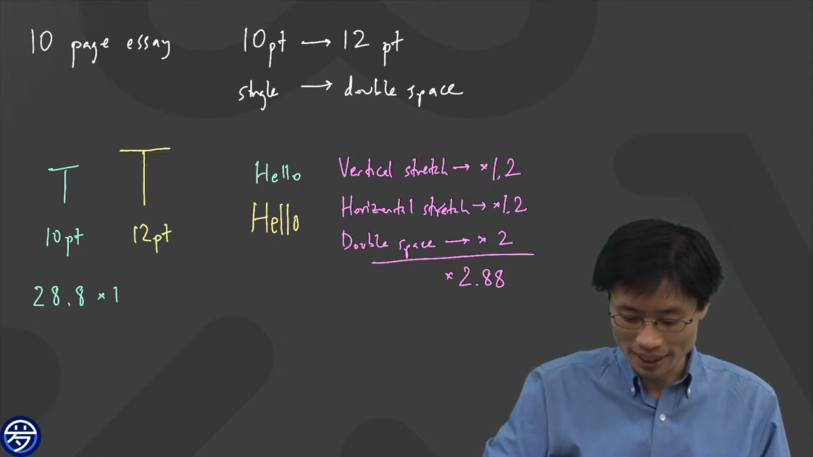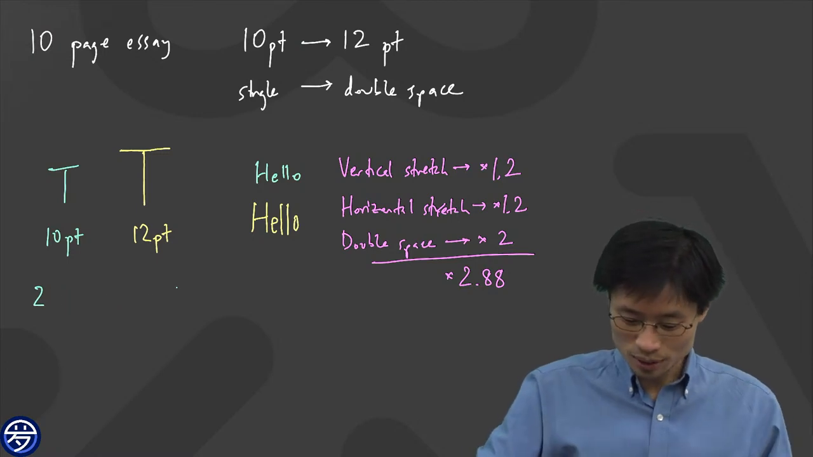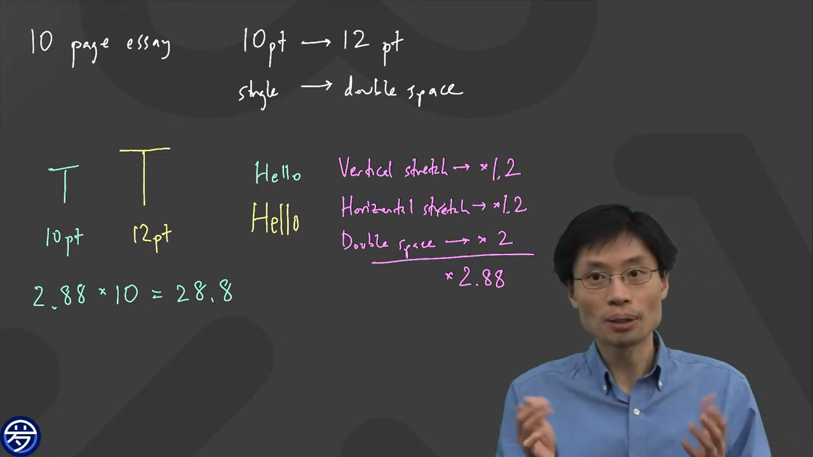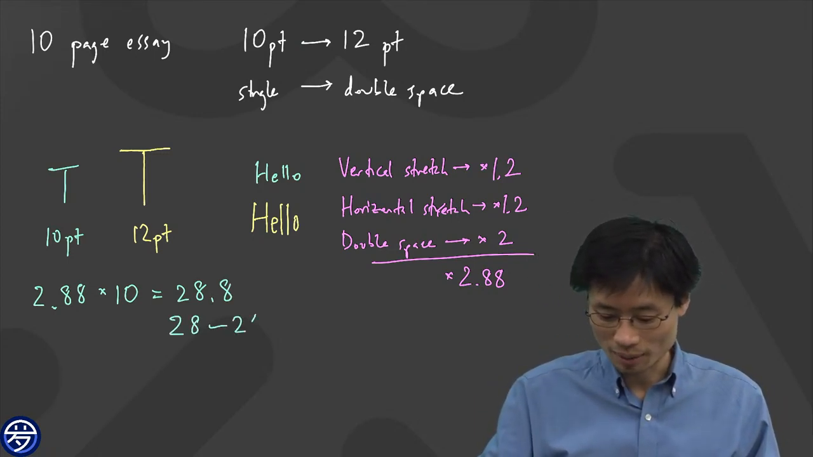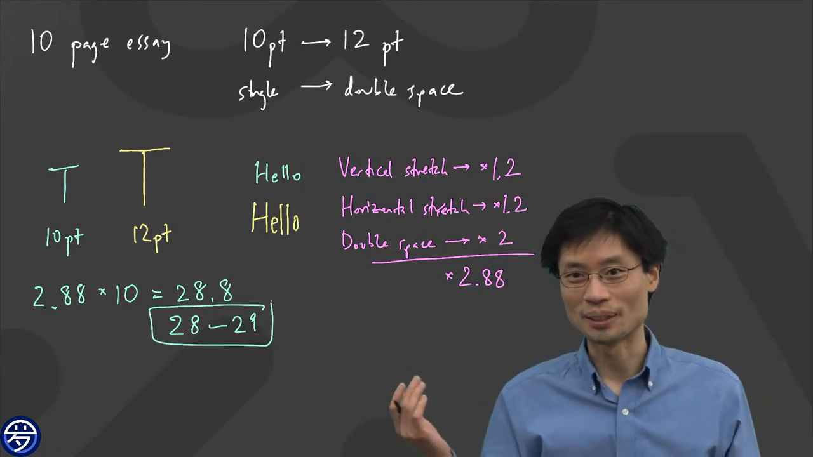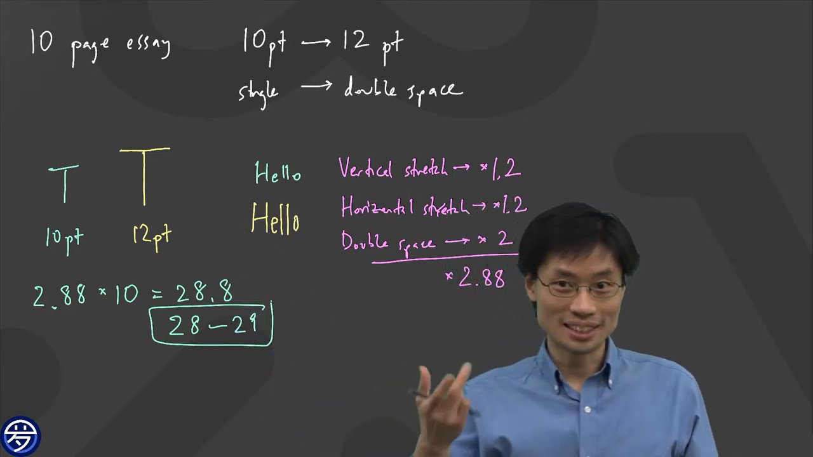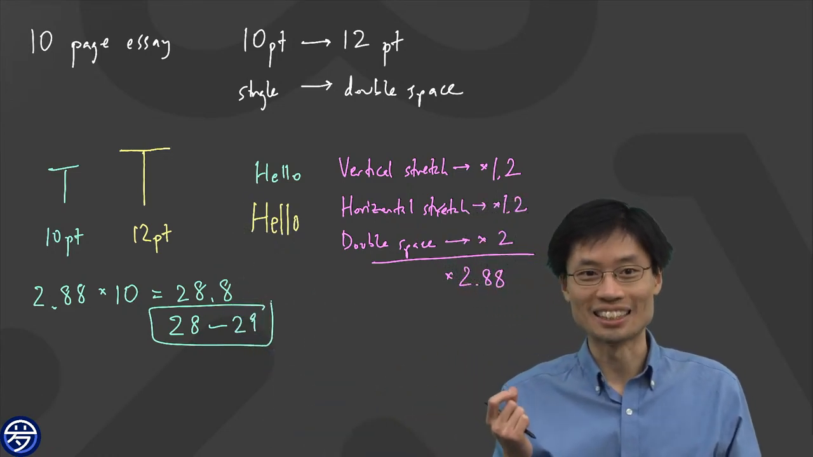28.8 times 10 is equal to, no, it's 2.88 times 10. 2.88 times 10 is equal to 28.8. And so it's about 28.8 pages. So I'd say it's somehow 28 or 29 pages. Now, it's also still an approximation because if you had something which is a 10-page essay, it's not really necessarily 10 pages exactly, okay?